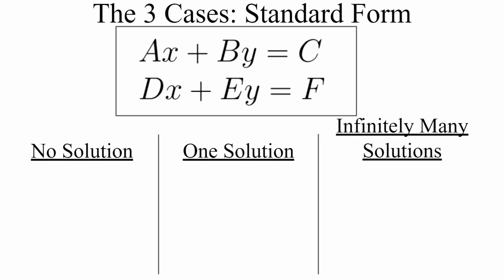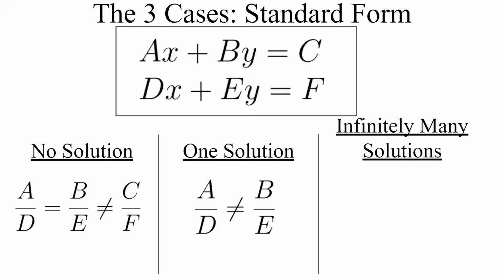So when we have no solution, we know that a over d is equal to b over e, which is not equal to c over f. For one solution, a over d is not equal to b over e. And for infinitely many solutions, all three are equal. A over d equals b over e is equal to c over f.